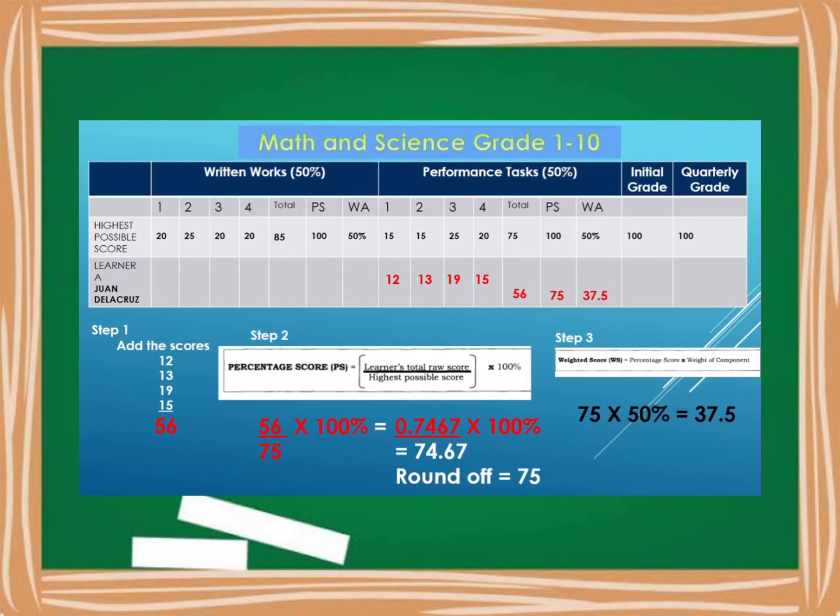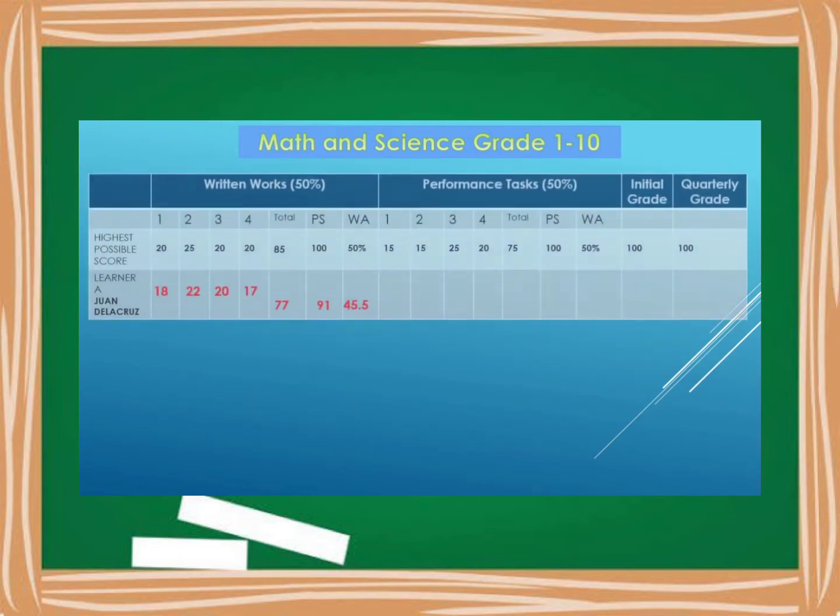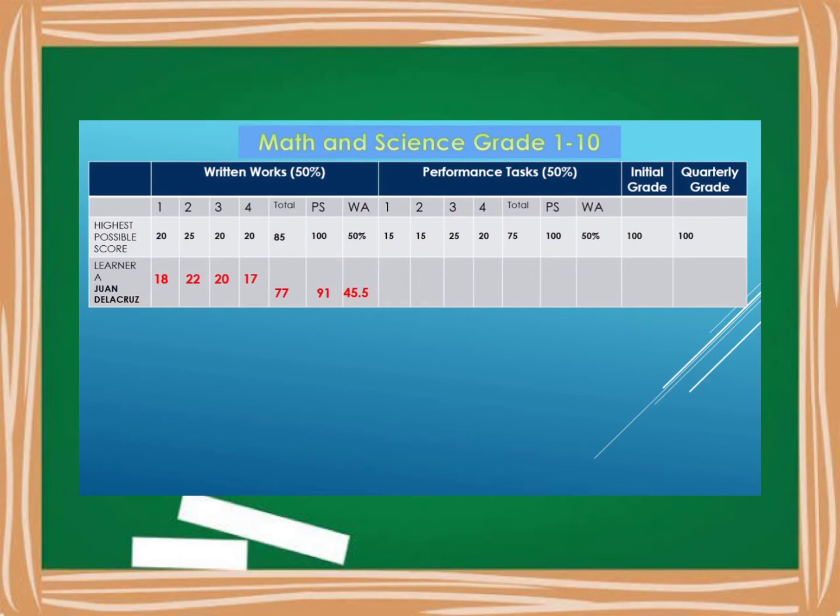So, tapos na ang pagkuha natin ng performance task at tapos na rin ang pagkuha natin ng written works. Ang gagawin natin ay pagsasamahin na natin tong dalawa. Okay. Ayan yung una natin ginawa. At ito yung pangalawa. Ngayon, kukunin na natin ang initial grade and quarterly grade. Paano natin gagawin ito? Titingnan lang natin ang table under the WA ng written works and WA ng performance task.